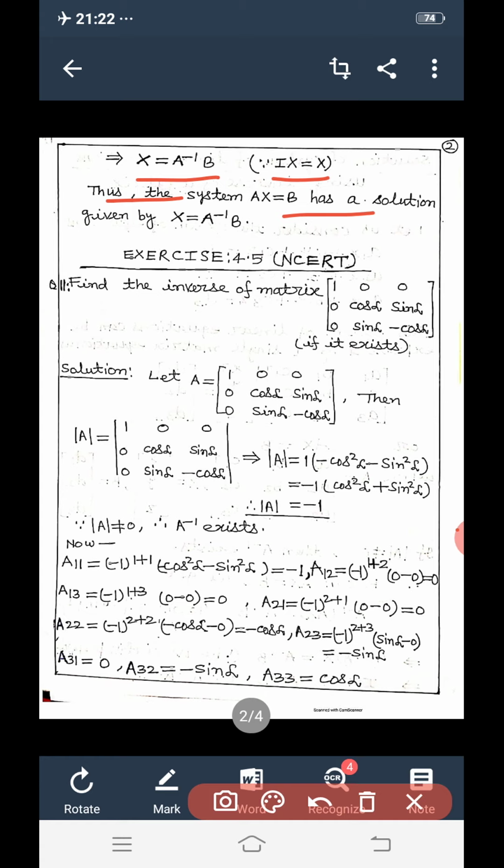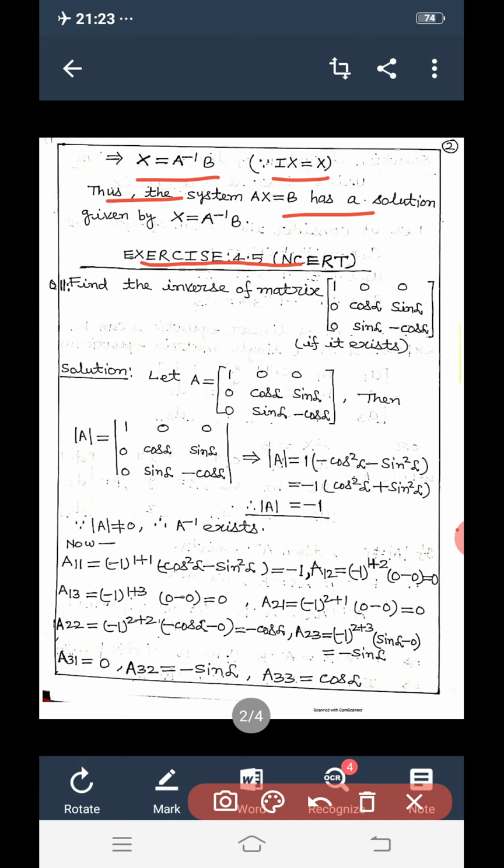Dear students, this matrix equation provides a unique solution for the given system of equations, as the inverse of a matrix is unique. This method of solving a system of equations is known as the matrix method. Now we will solve some questions of exercise 4.5 from NCERT.